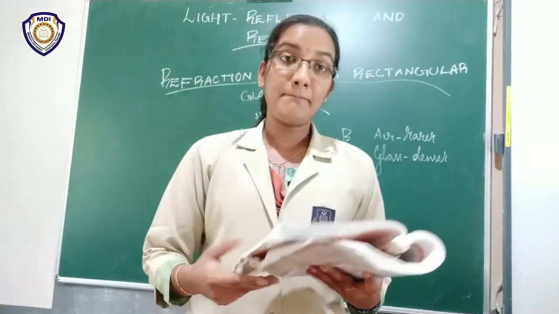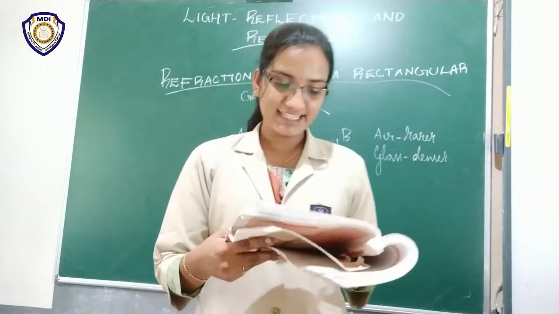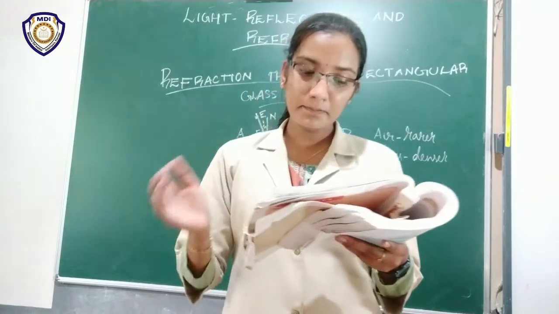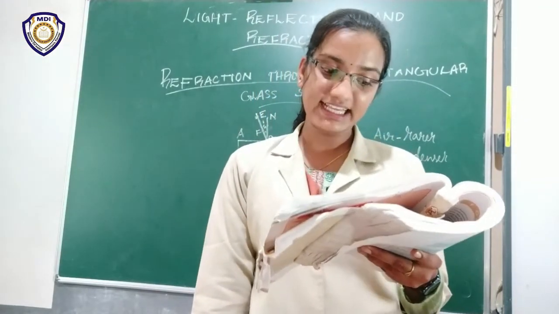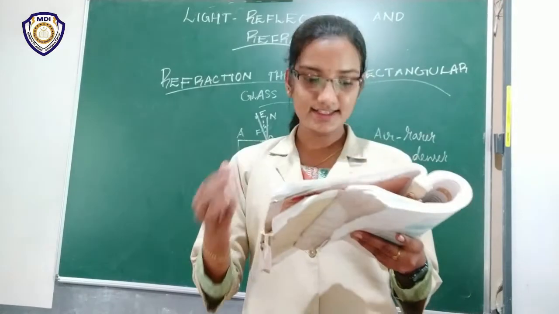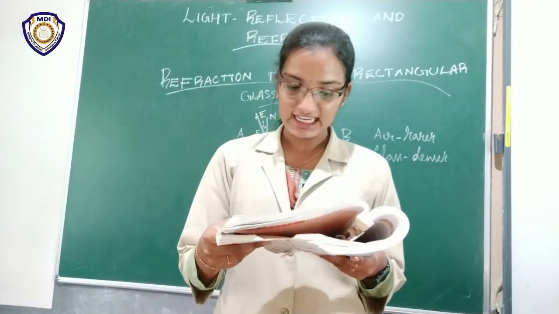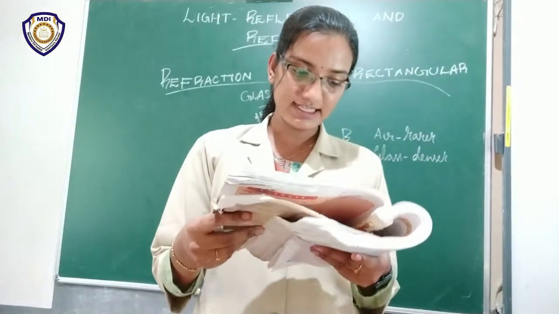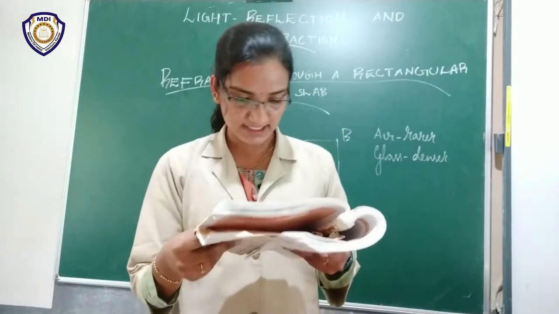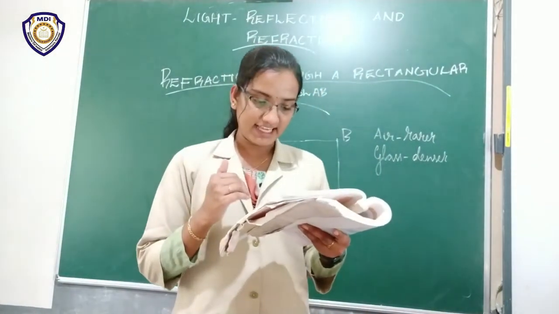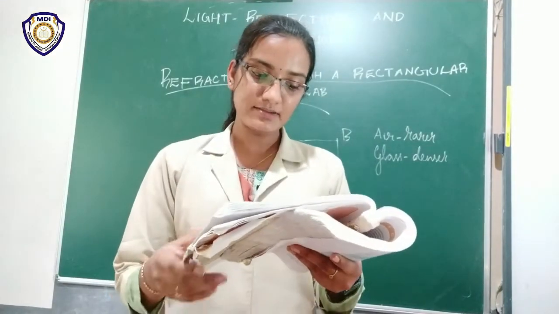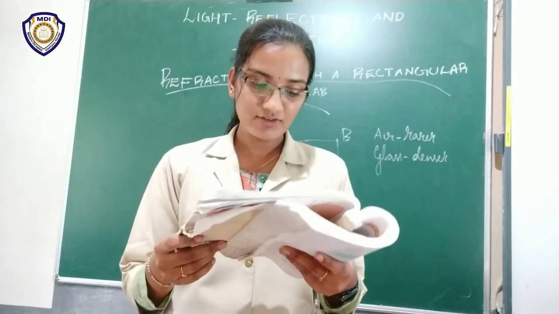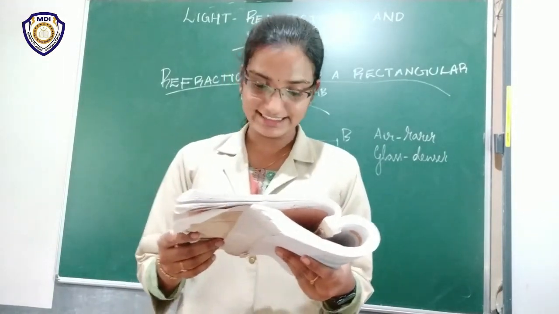Why does it happen so? The extent of bending of the ray of light at the opposite parallel faces AB, the air-glass interface, and CD, the glass-air interface, of the rectangular glass slab is equal and opposite. This is why the ray emerges parallel to the incident ray. However, the light ray is shifted sideways slightly.